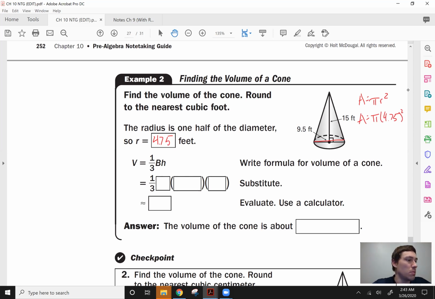So I plug this in, I go 1/3 times pi times 4.75 squared times 15. And again, if you plug it in exactly like that into your calculator, remember the pi button is located right here. When I plug it all in, I get 354, roughly. So the volume of the cone is about 354 cubic feet.